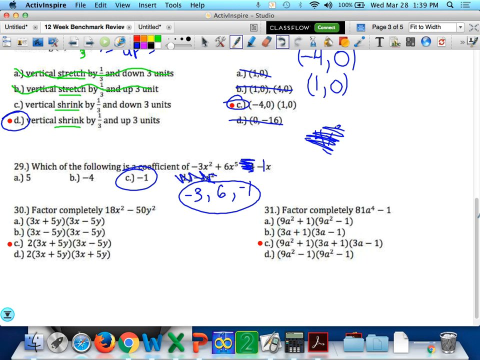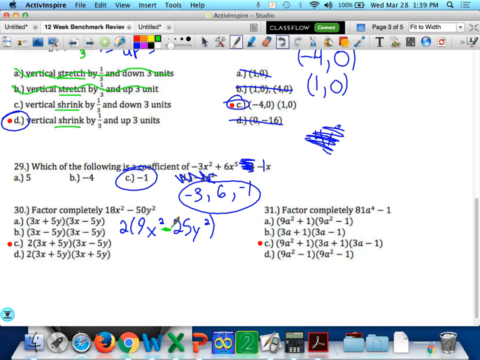Number 30, factor completely. This is where you had to know that little trick about difference of perfect squares. And on top of that, you had to remember, the golden granddaddy rule of all factoring problems is to GCF first. I can take a 2 out of all of these. I can't take any variables out because they're different variables. I get 9x squared minus 25y squared, and those are both perfect squares. 9 is 3 times 3. 25 is 5 times 5, and this is a difference.